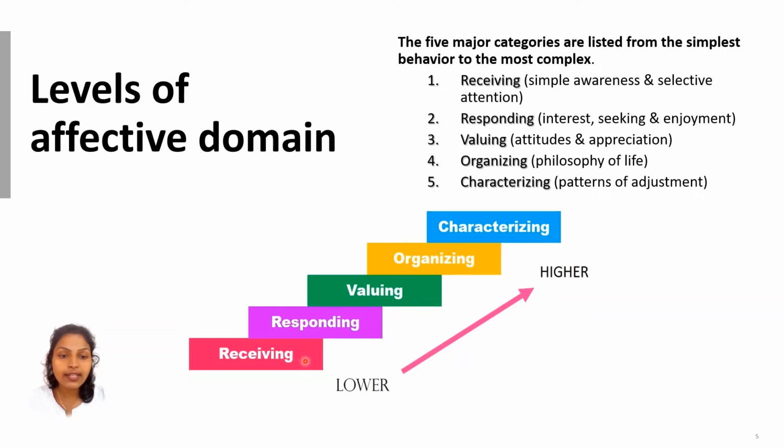The first stage is receiving. Receiving means simple awareness and selective attention. The second stage is responding. Responding means interest, seeking and enjoyment. The third stage is valuing. Valuing means attitudes and appreciation. Fourth stage is organizing, so philosophy of life. Then the final stage is characterizing. That means the patterns of adjustment.